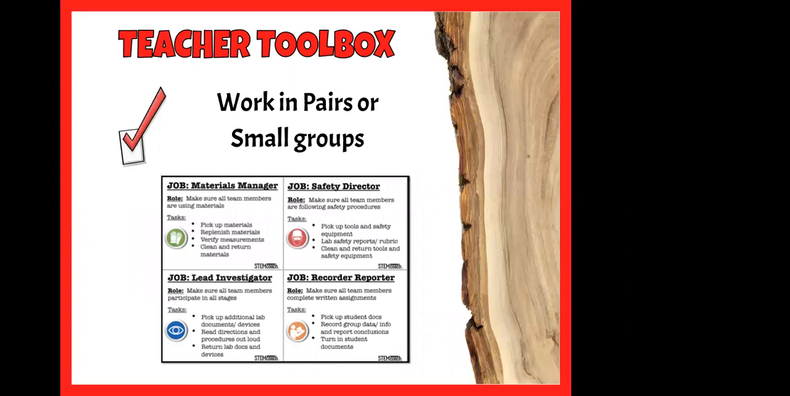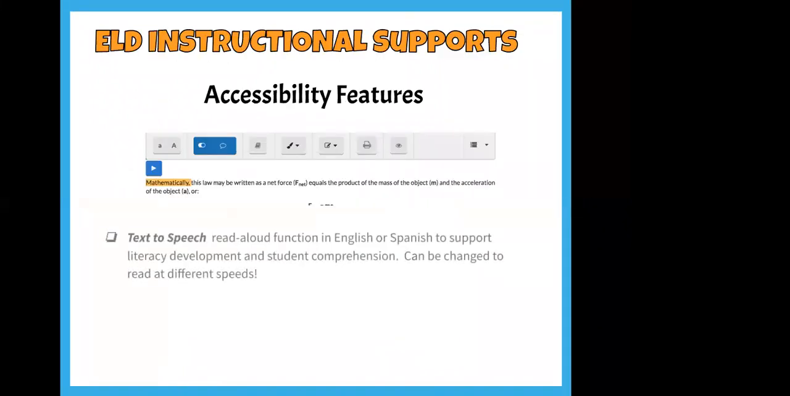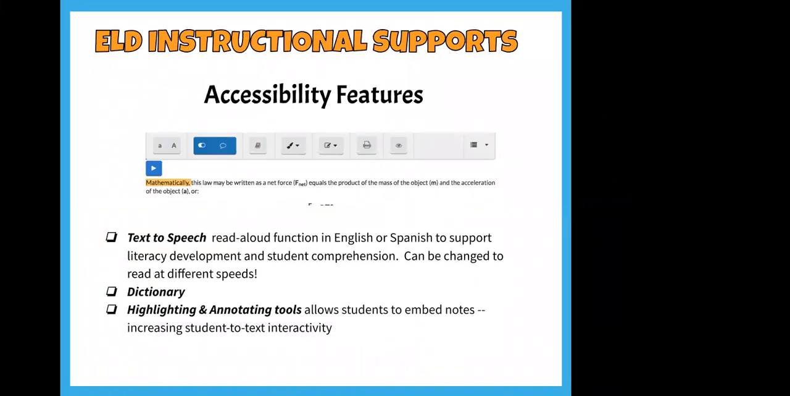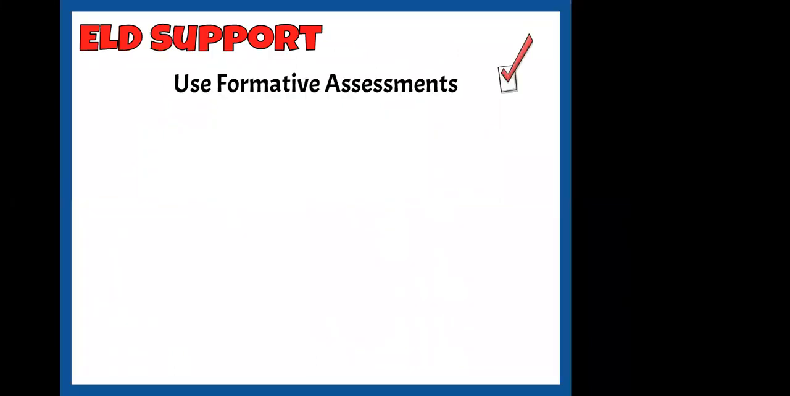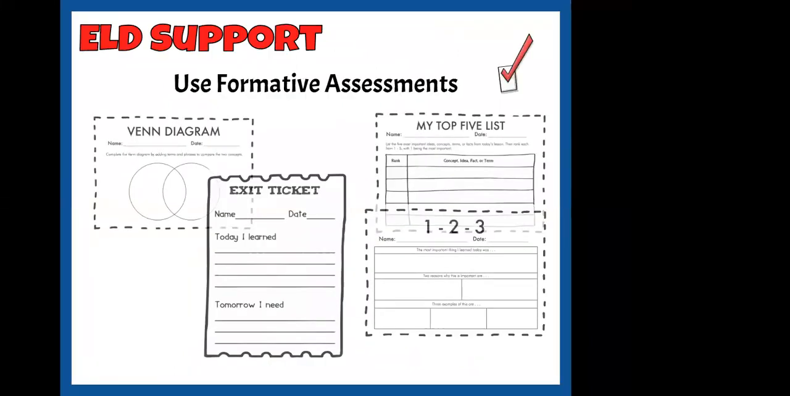Definitely have your students work in pairs and small groups. And I know you might be doing video conferencing, so definitely use your breakout rooms so they can work in pairs and give everybody a job. These are some accessibility features that are found in STEMscopes. They can actually have the content read to them, and they can use all those highlighting and annotating tools I talked about before. The last thing I want to talk about is use formative assessments.